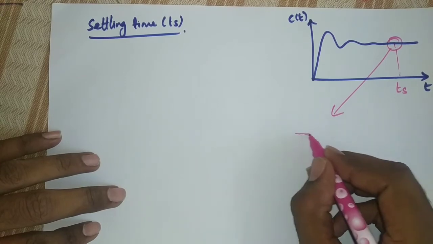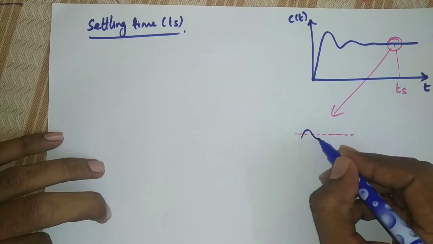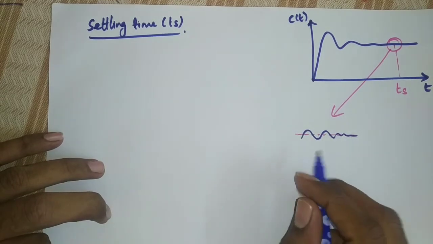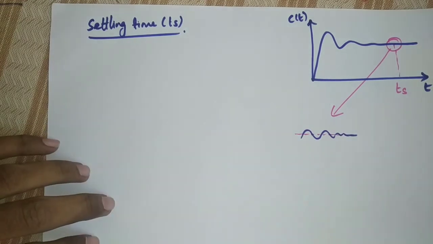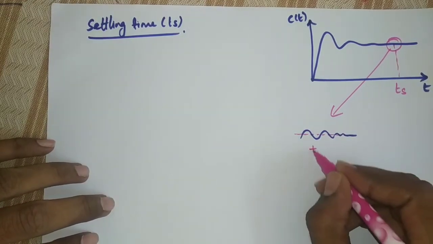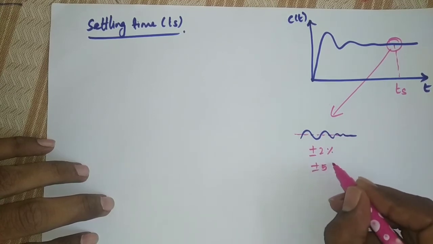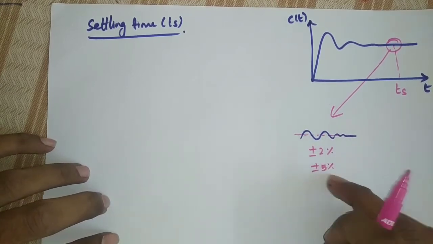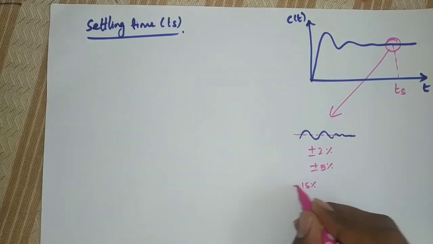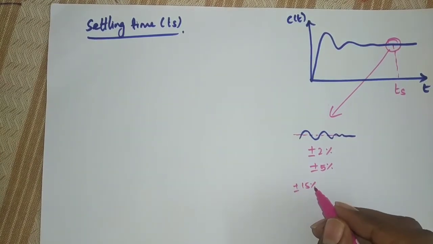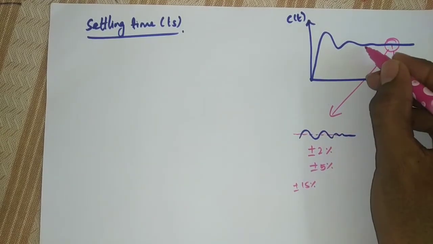Assume this is the step set point value. There will be small oscillations like this. We say that plus or minus 2% or plus or minus 5% is the allowable tolerance. If there is plus or minus 15% of error, that time is not the settling time.